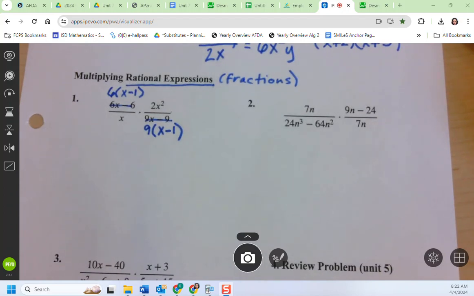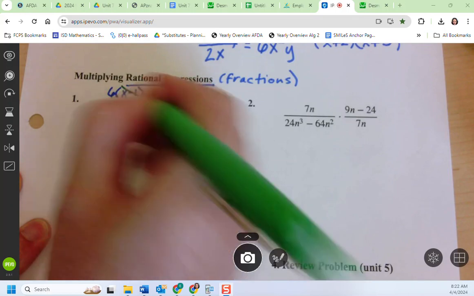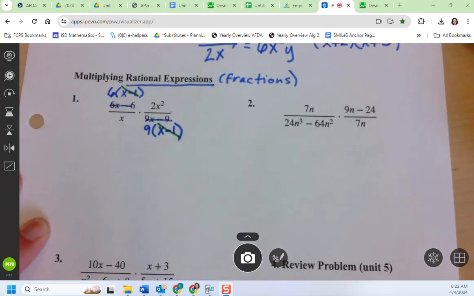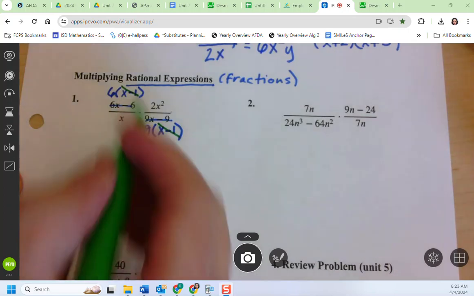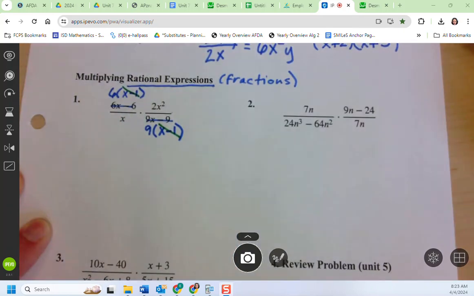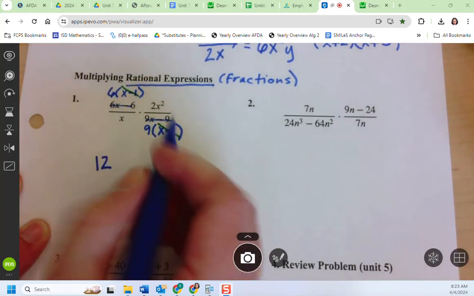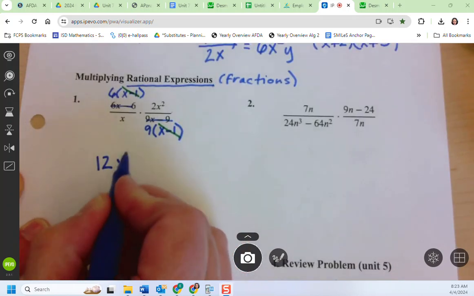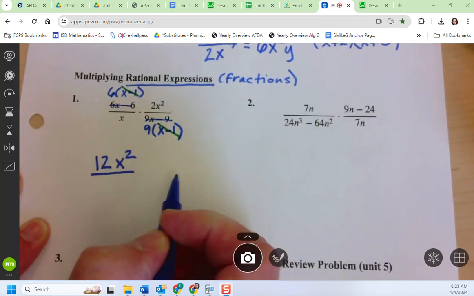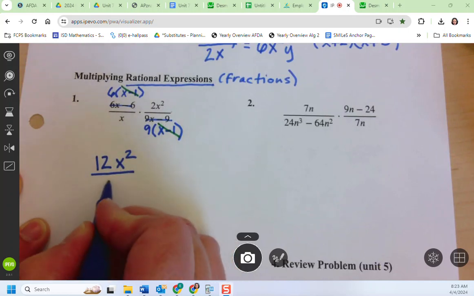You could multiply first, or you could simplify first, but it's going to be easier to simplify first because I have x minus 1 on the top and on the bottom. Maybe I'll multiply now and then I'll simplify. It's kind of hard to figure that out, but we'll try it. So I have 2 times 6 is 12, and I still have x squared. And then on the bottom, I have 9x.